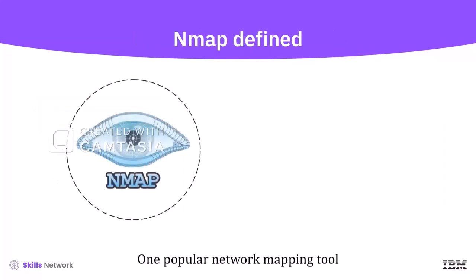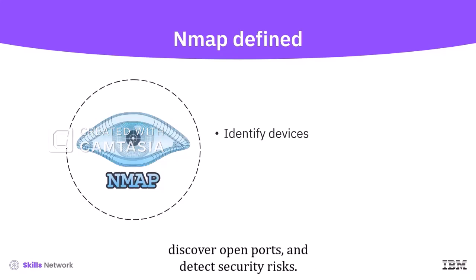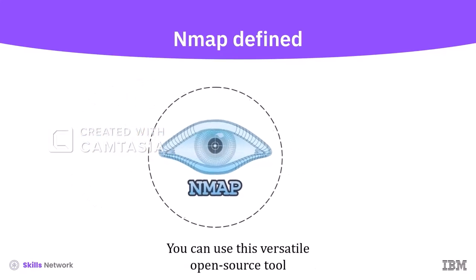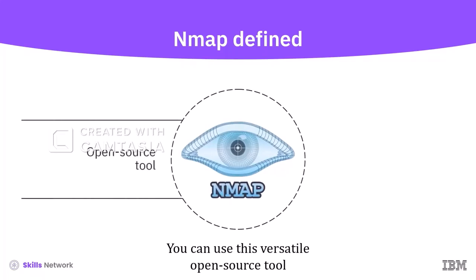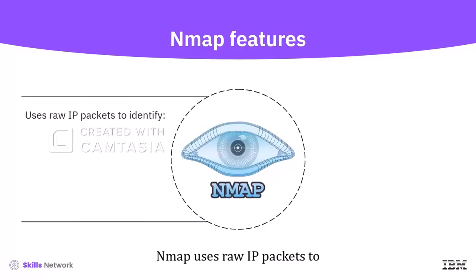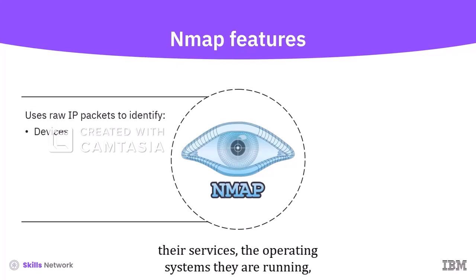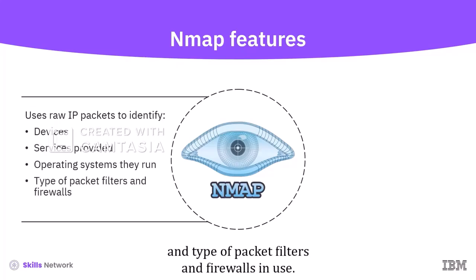One popular network mapping tool is NetworkMapper or Nmap. Nmap enables administrators to identify the devices operating on their systems, discover open ports, and detect security risks. You can use this versatile, open-source tool for network discovery and security auditing. Nmap uses raw IP packets to identify devices available on the network, their services, the operating systems they are running, and type of packet filters and firewalls in use.